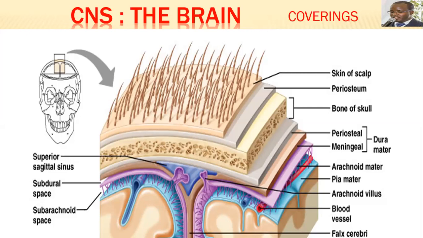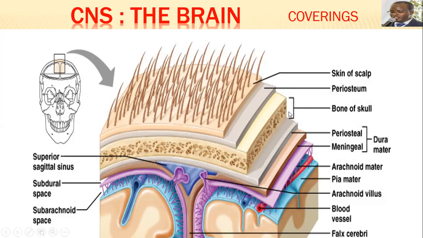So pericranium, you're talking of a layer of tissue just before the cranium or the bone itself. It's also referred to as periosteum. So the pericranium is also referred to as the periosteum. So you have the skin, the periosteum. After the periosteum, you have the bone itself, the bone of the skull or the cranium.